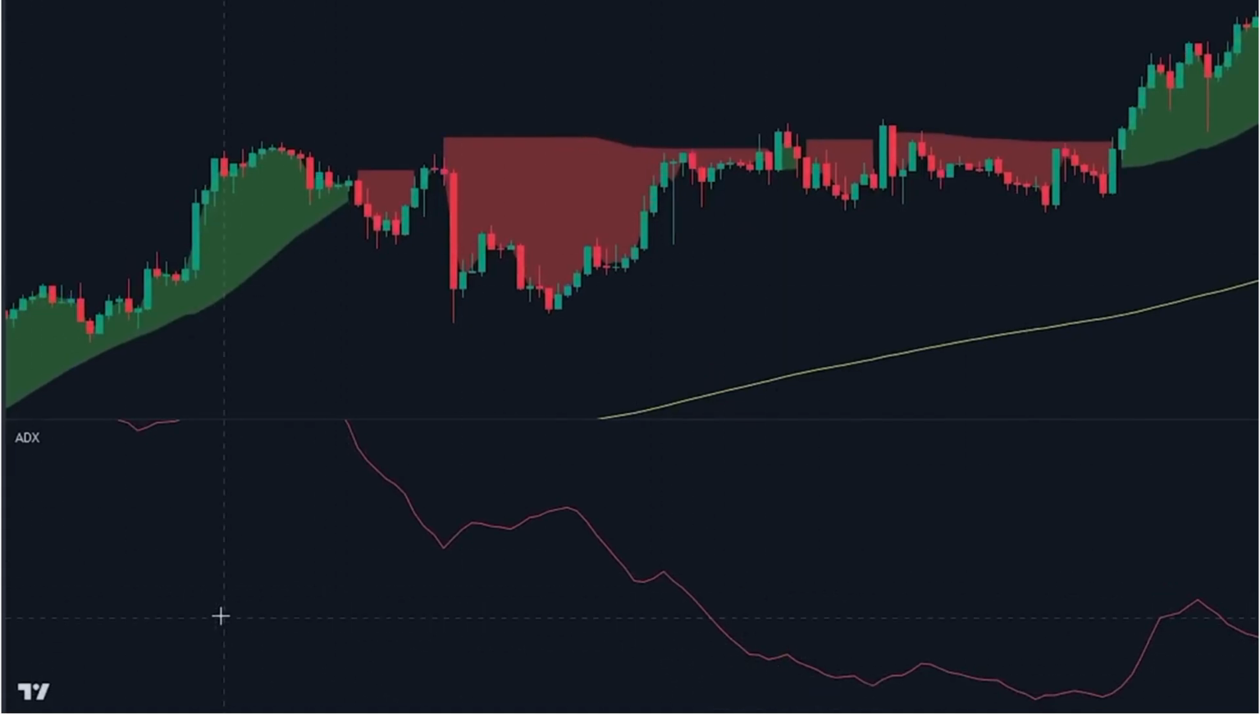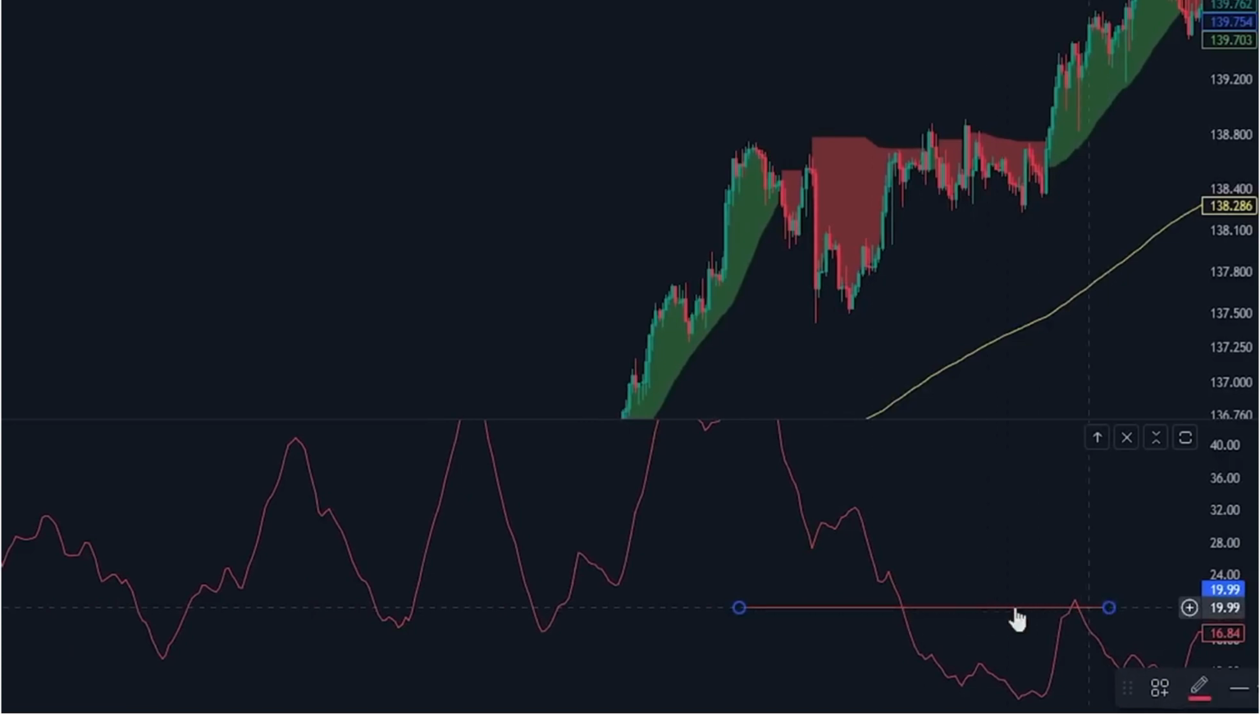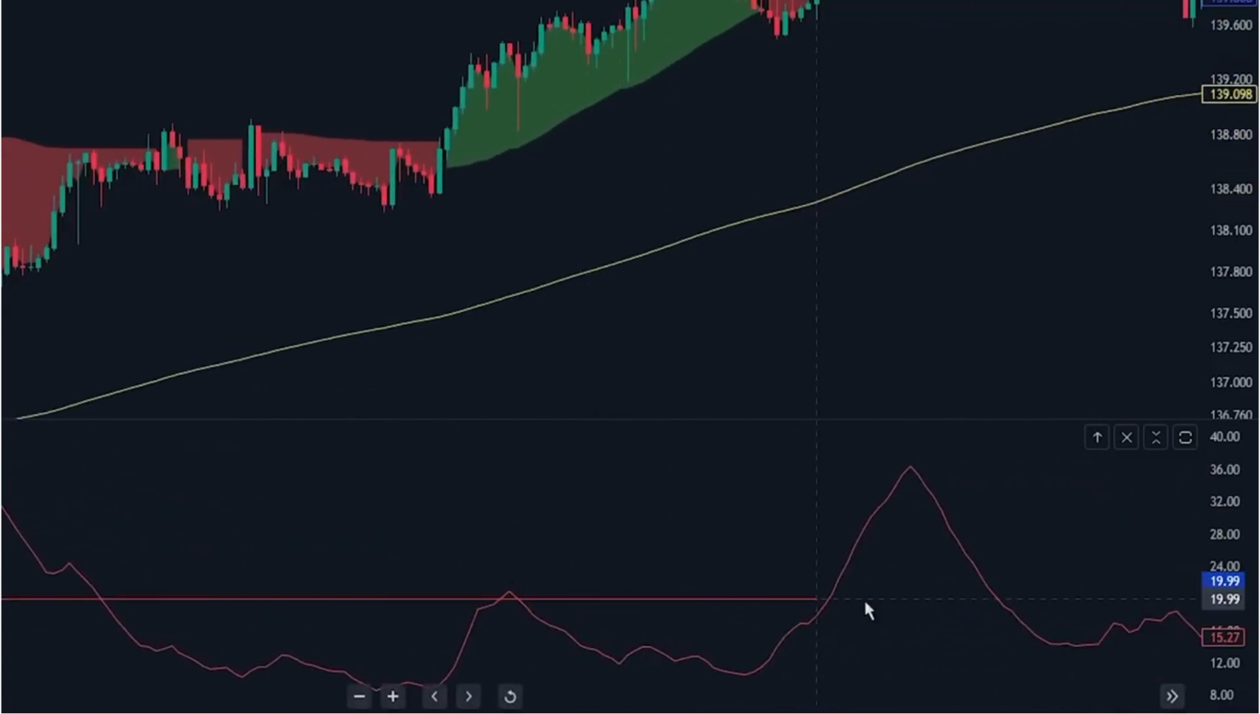Finally, for the Average Directional Index or ADX indicator, we won't be making any changes to its default settings. However, to improve clarity, we will plot a horizontal line at the value of 20 on the ADX chart. This reference line serves as a visual aid, making it more apparent when the ADX line has a value greater or smaller than 20.